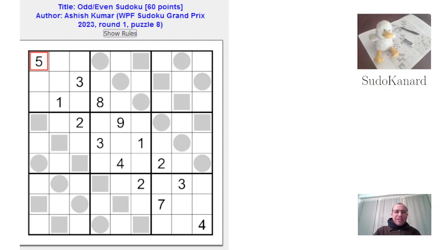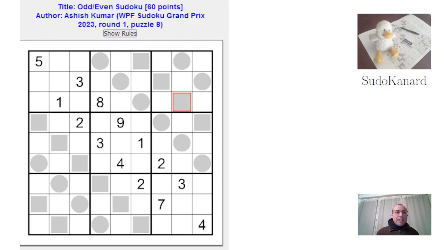We are here to solve this odd-even Sudoku that was created by Indian Grandmaster author Ashish Kumar for the WPF Sudoku Grand Prix round, the first of 2023, although I know for sure that this round was created back in 2022 as the spare round for the previous season. But I'm glad that we got to do this contest in 2023 because the puzzles were really of the highest quality.